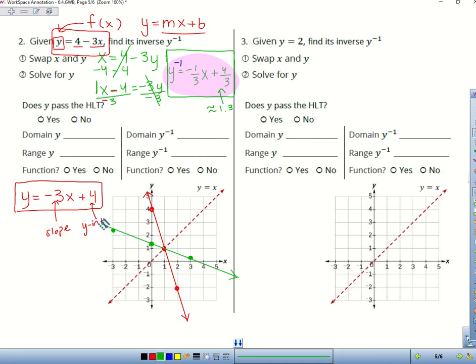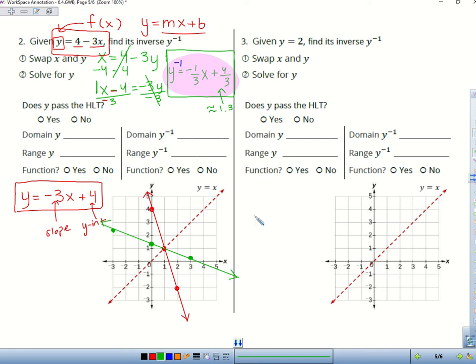Now, by looking at it, you can tell that they're inverses. Anyone see why that is? It's reflected over what line? See how they're both reflections over the line y equals x of each other? That's how you can verify that you've done it correctly.